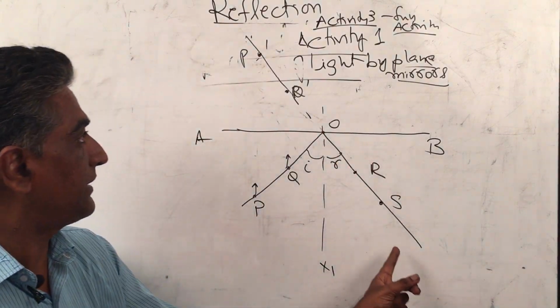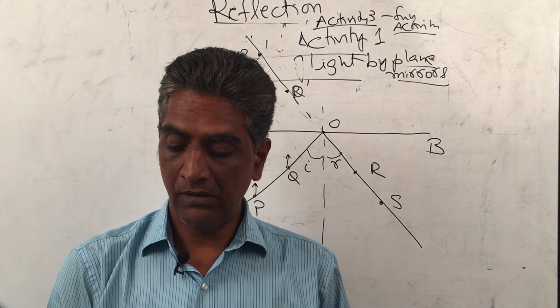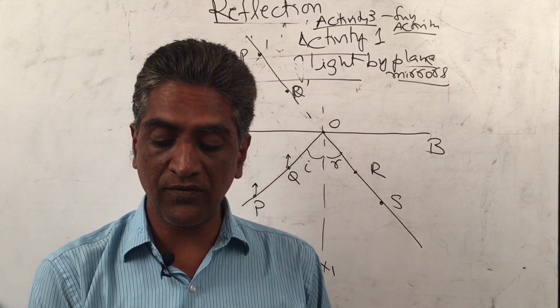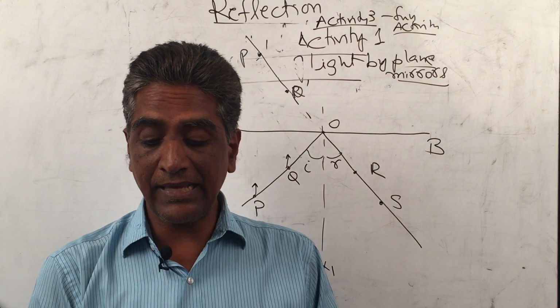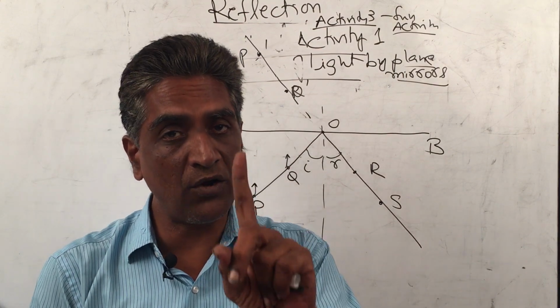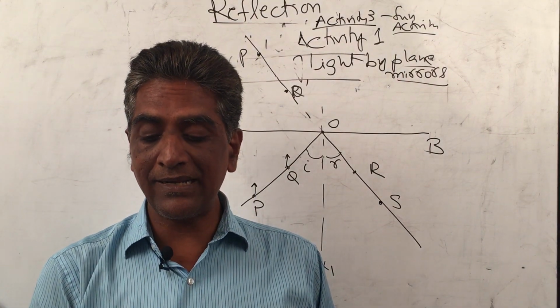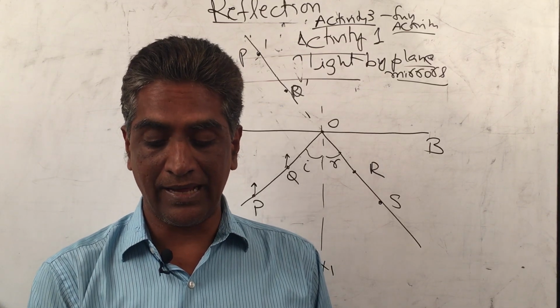So this is the reflected ray, so you could see it there. Repeat the experiment for different angles of incidence and measure the corresponding angles of reflection R. Is the angle of reflection equal to the angle of incidence in all cases? In which plane does the incident ray, reflected ray and the normal lie?